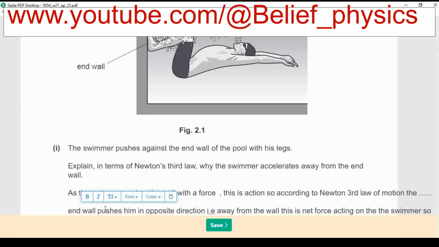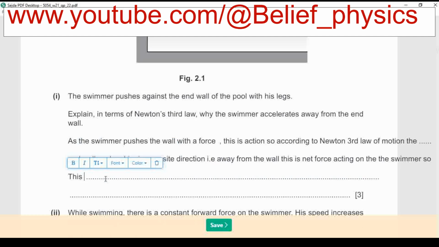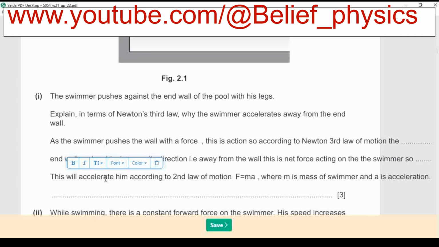So this will accelerate him according to the second law of motion, which is F is equal to ma, where m is the mass of the swimmer and a is the acceleration. If you write this, you can earn 3 marks out of it.